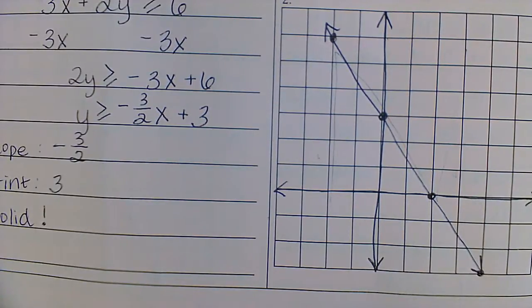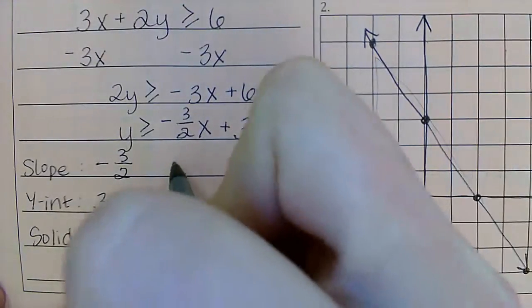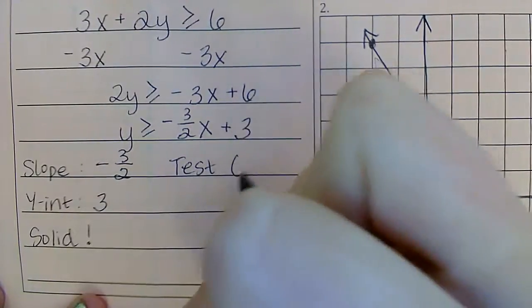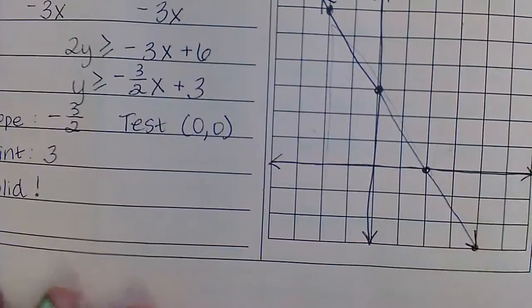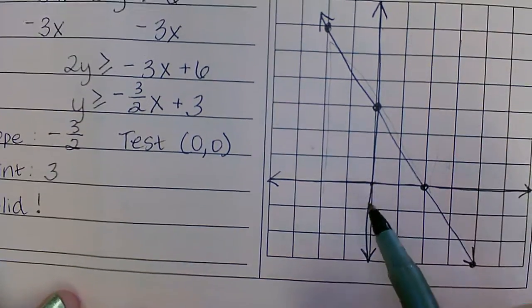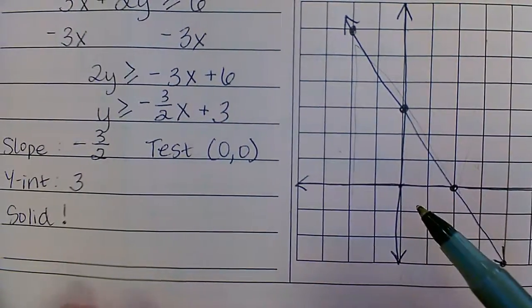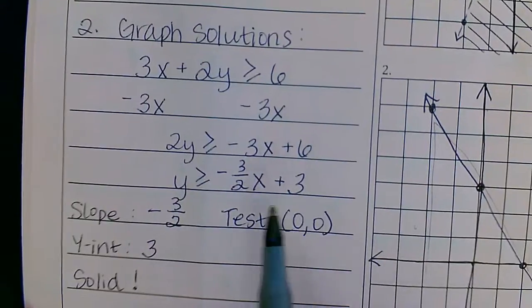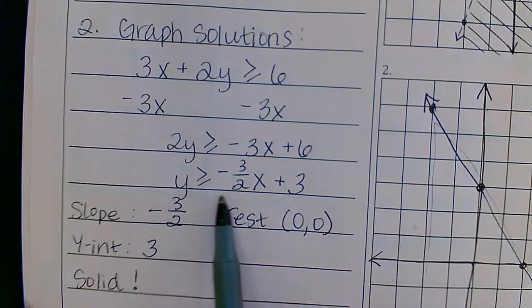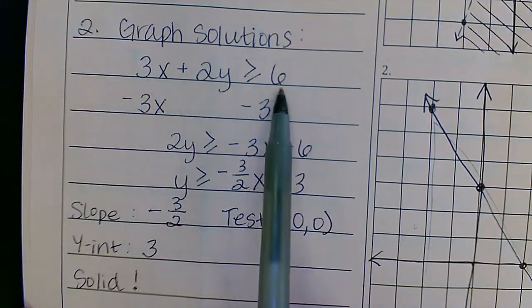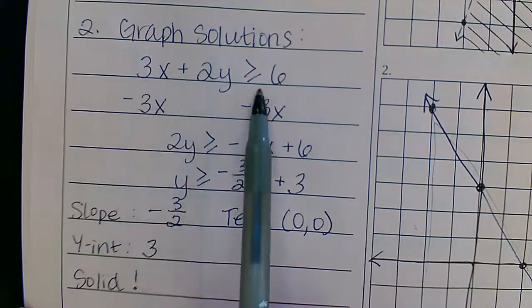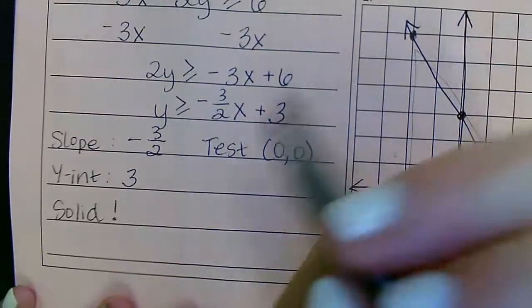I can't decide who I want to call on because so many people are raising their hands. Jesse, you want to participate? Please go ahead. So smart. You're going to test 0, 0. That's wonderful. I'm testing 0, 0. It's a point on one side of the graph. By the way, when you're testing it, you can test it using this inequality or you can even use the original. It doesn't matter, they're the same thing. I'm just going to use the original for kicks.